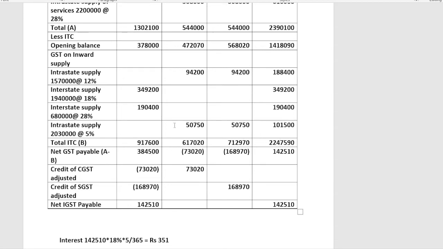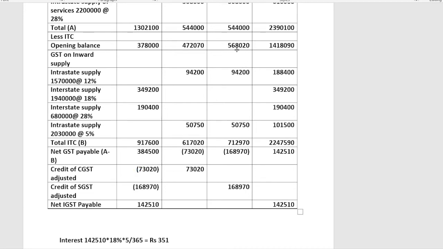So this becomes your total 22,47,590. Now look at the liability. As per the IGST it is 13,02,100 and the credit is 9,17,600. So this is the liability and this is the credit available, total ITC. So net GST payable is only 3,84,500. We see CGST liability is 5,44,000, but the credit available is 6,17,020. So there is excess credit of 73,020 that you can transfer for the payment of IGST.